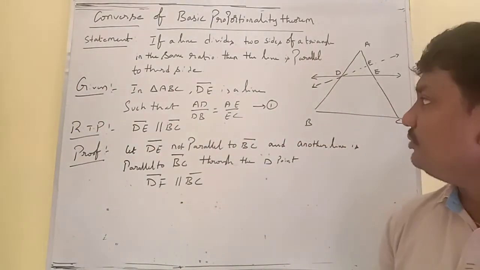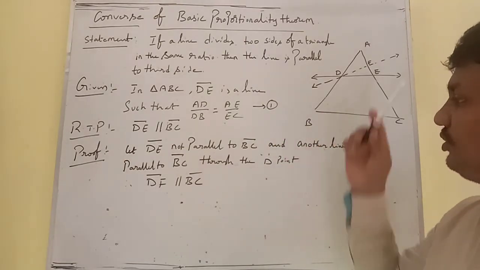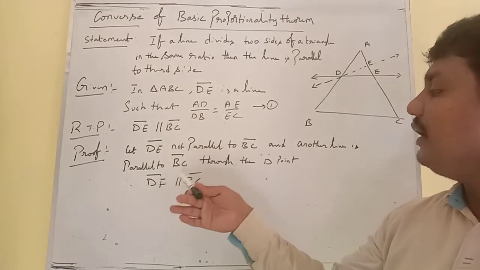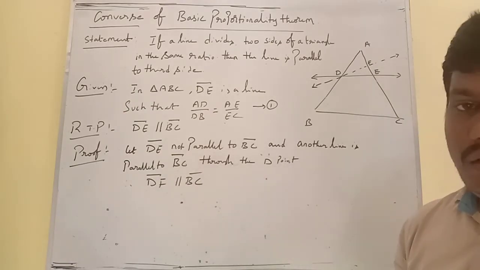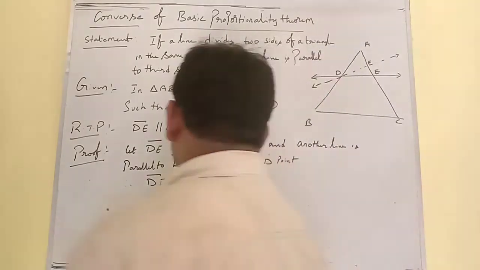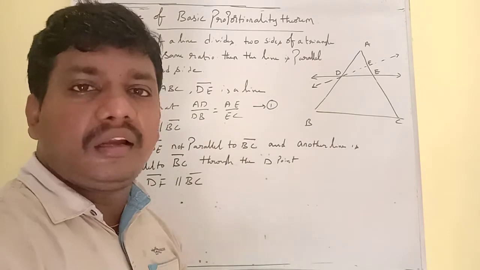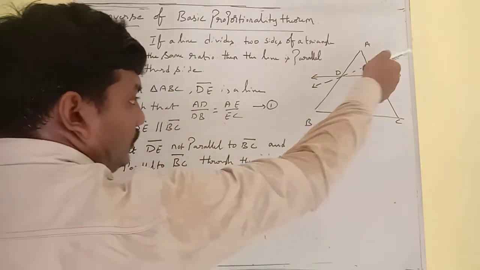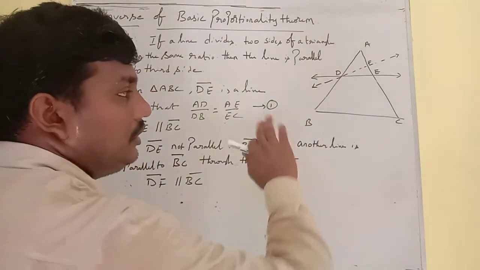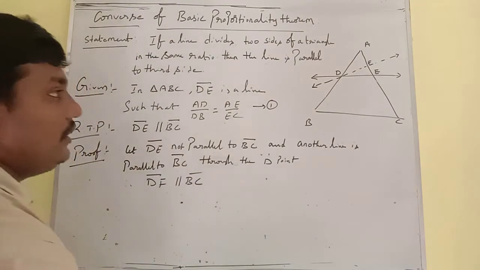Now I am going to assume that this is DF. That means DE is not parallel to BC. We are going to assume like that. And another line is parallel to BC through the point D. That is, DF is parallel to BC. When DF is parallel to BC, you know that in a triangle, if a line is drawn parallel, then that line divides the other two sides at distinct points, and that line divides the other two sides in the same ratio. That is the basic proportionality theorem.